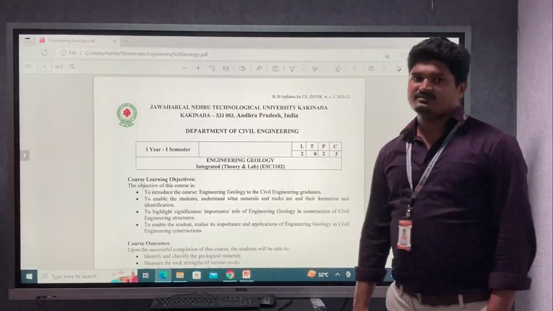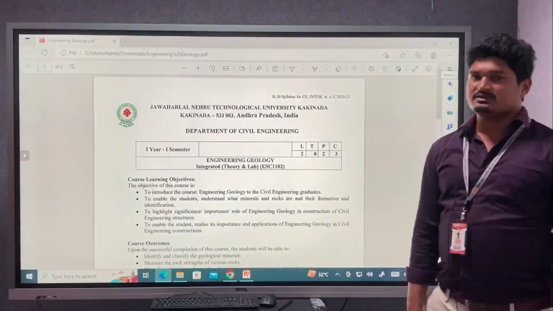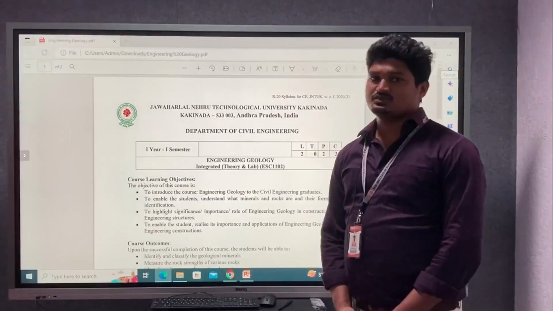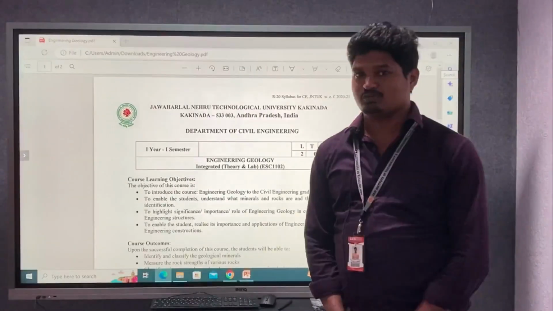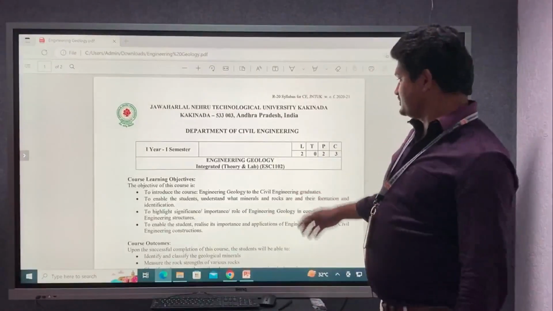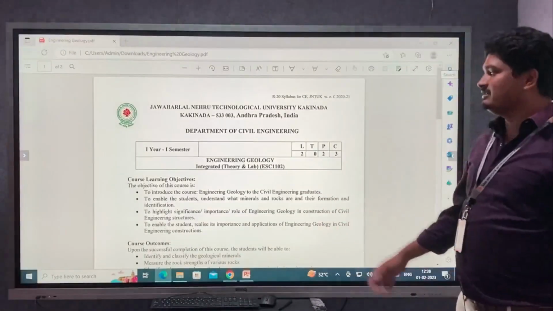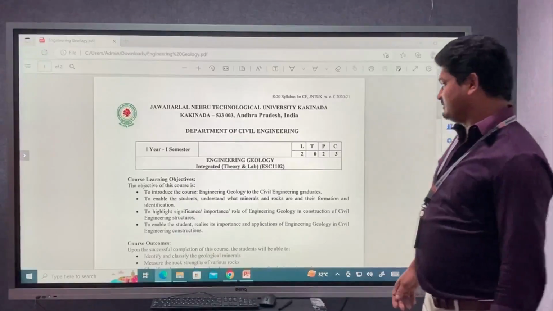So today I am going to explain the syllabus of engineering geology. Geology is one of the subjects in civil engineering, and every civil engineering student needs to know the geology component. So today I am going to explain a broad outline of the geology syllabus.